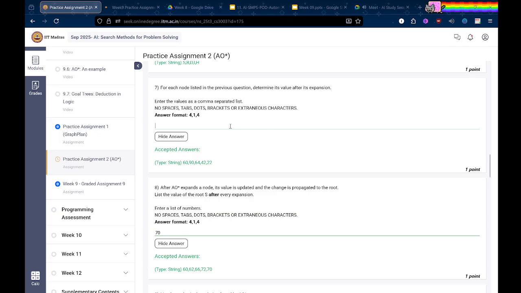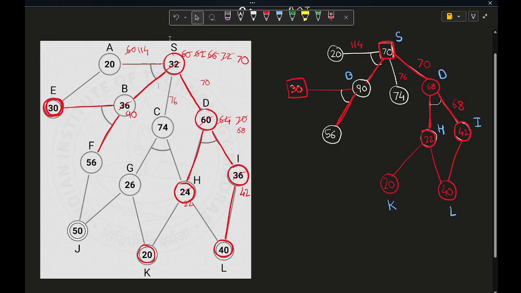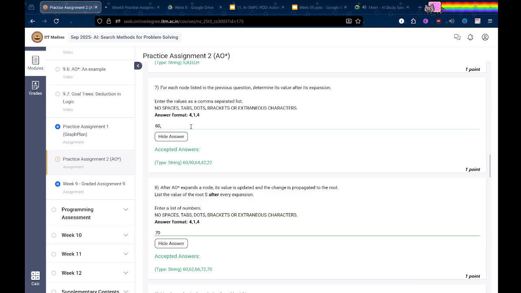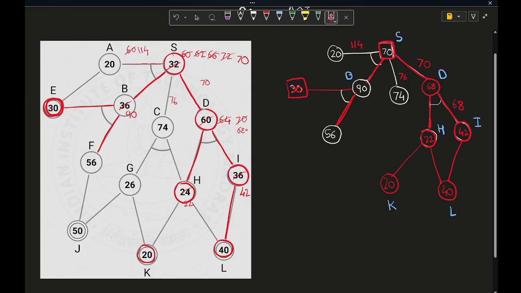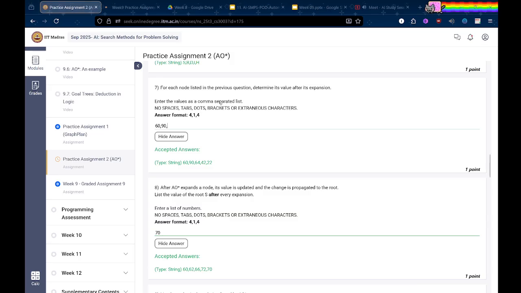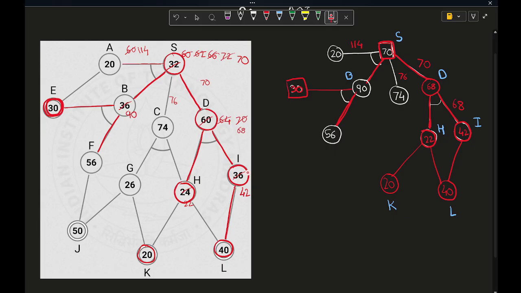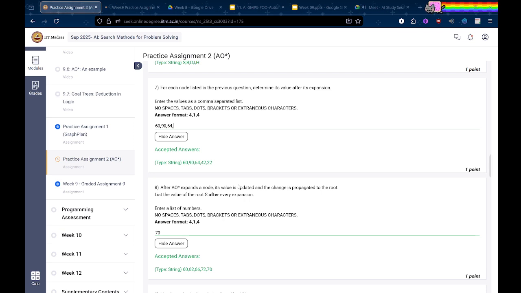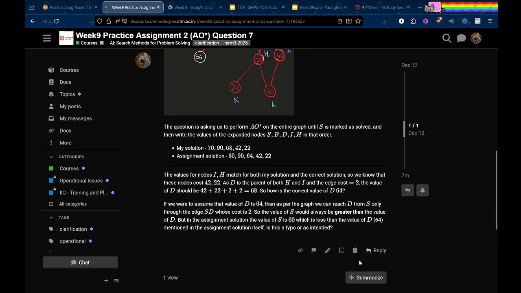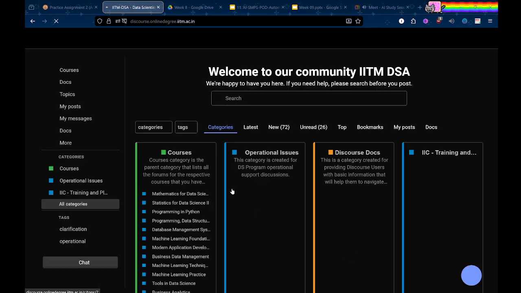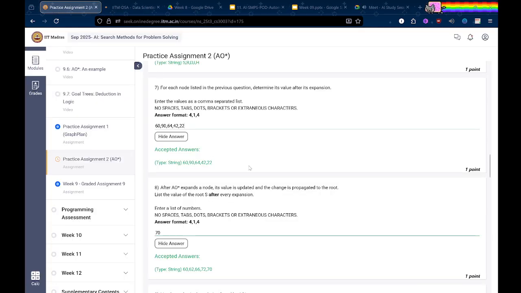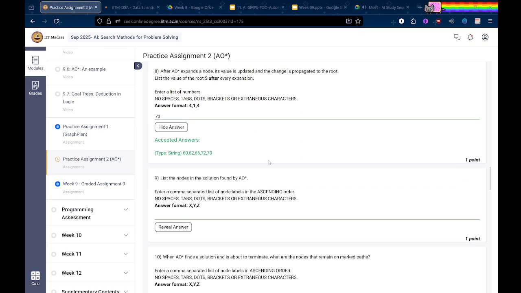Just check the previous question. So 60, because that was the first value of F. The first value of B was 90, so that's why 90 there. The first value of D was 64. You're right. So I had written that 64 way there. First value of I was 42, yes, and then 22. Okay, now that makes sense. Now I can just happily delete this. So the past 15 minutes I spent writing that, useless.